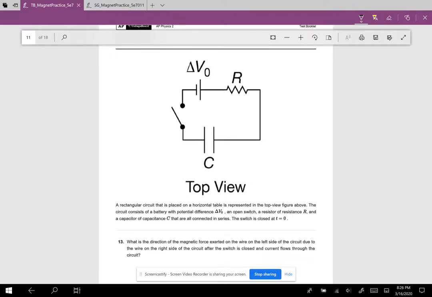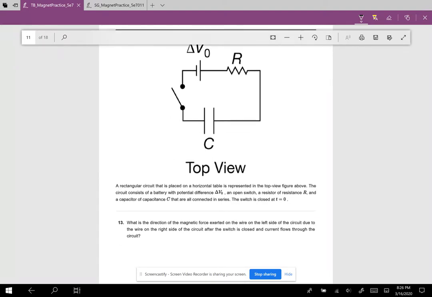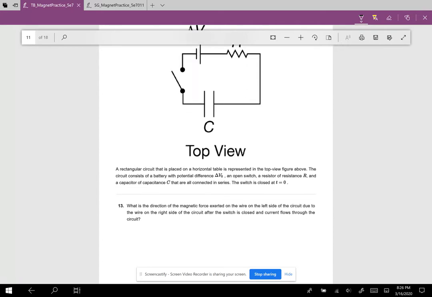So in this one we're saying a rectangular circuit that is placed on a horizontal table is represented in the top view figure above. The circuit consists of a battery with potential difference delta V naught, an open switch, a resistor of resistance R, and a capacitor of capacitance C that are all connected in series. The switch is closed at t equals 0. What is the direction of the magnetic force exerted on the wire on the left of the circuit?